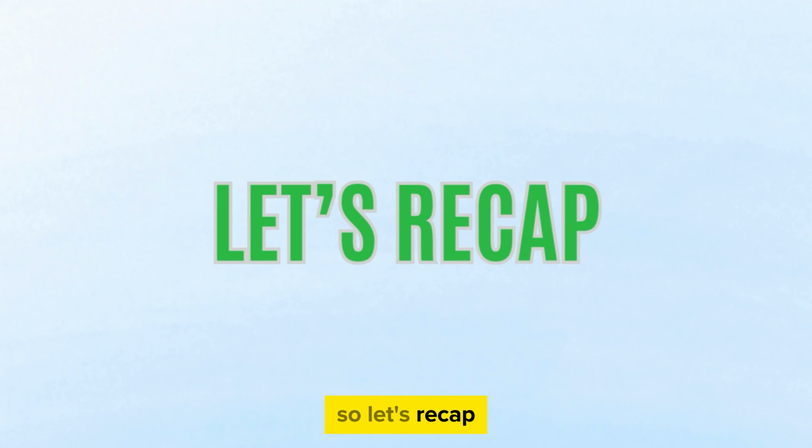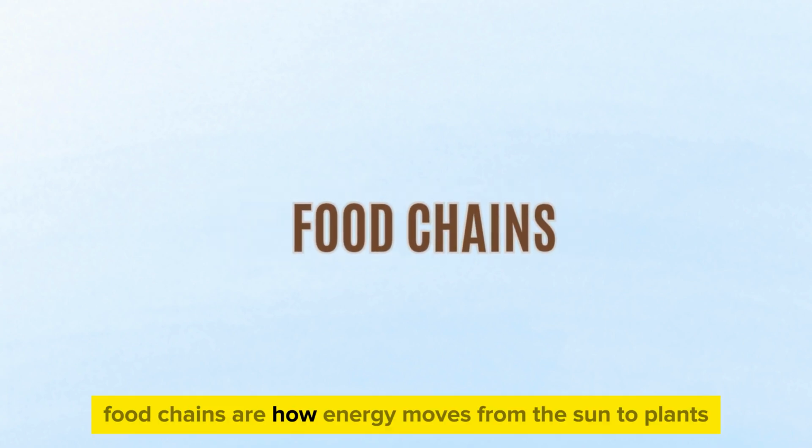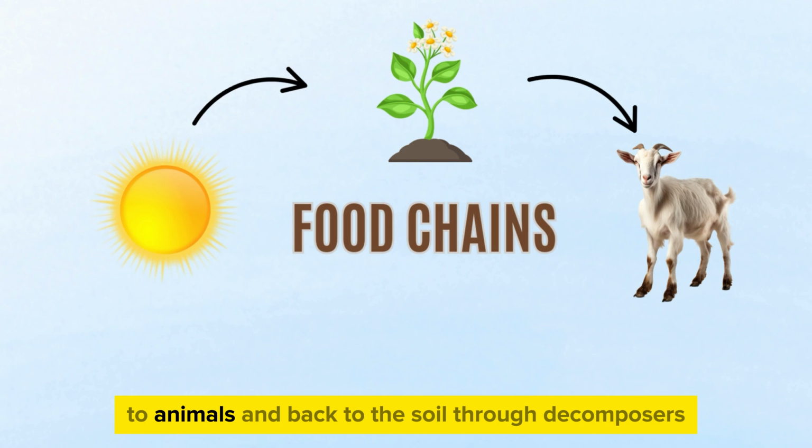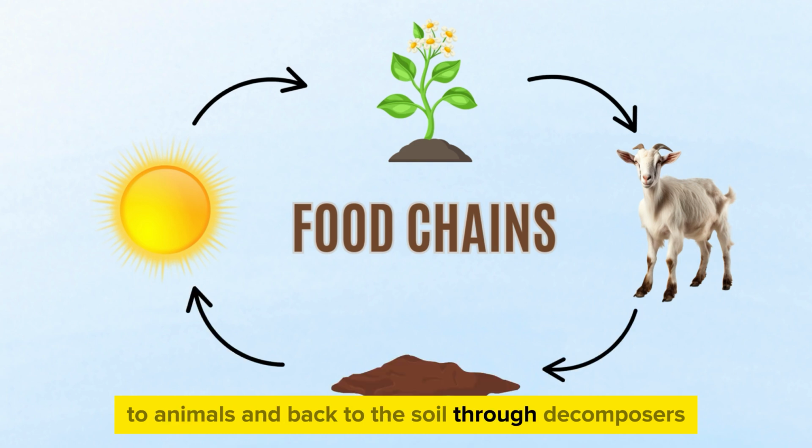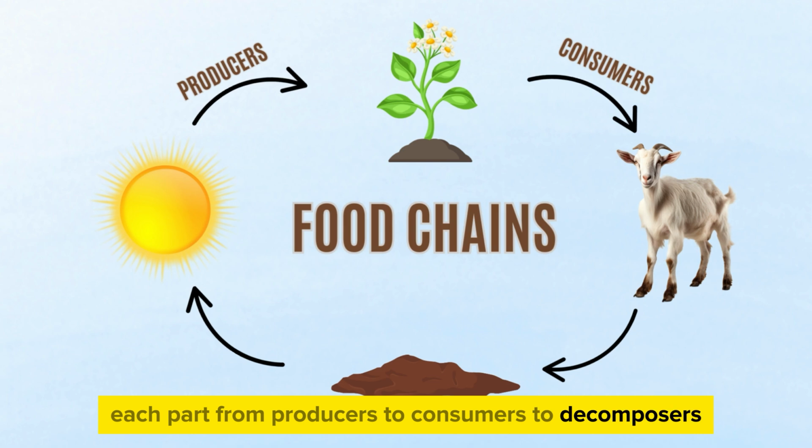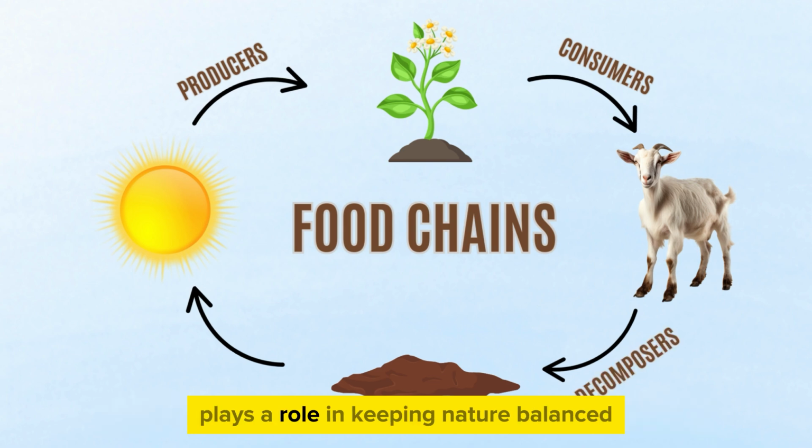So, let's recap. Food chains are how energy moves from the sun to plants to animals and back to the soil through decomposers. Each part, from producers to consumers to decomposers, plays a role in keeping nature balanced.